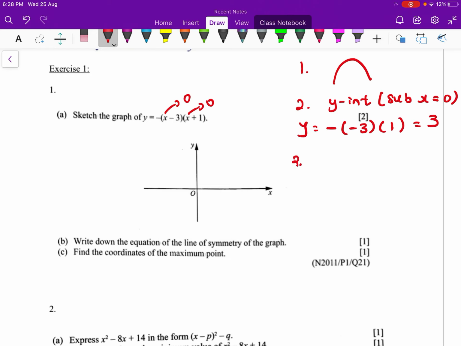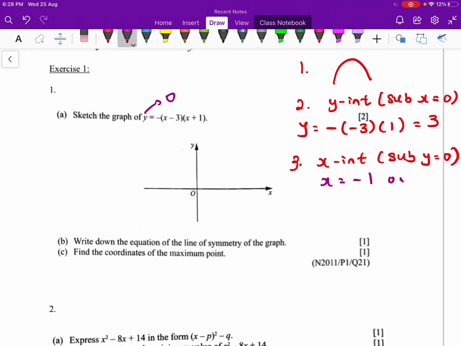Then after that, x-intercept, you just put y equal to 0. So when you put y equal to 0 here, right? The negative can get rid already. So if you solve for x, x is either equal to negative 1 or positive 3. Okay, because the so-called negative, you can throw away. Last but not least, you want to find your turning point. This is your maximum point. I will show you how to find the turning point, but let me just sketch first.